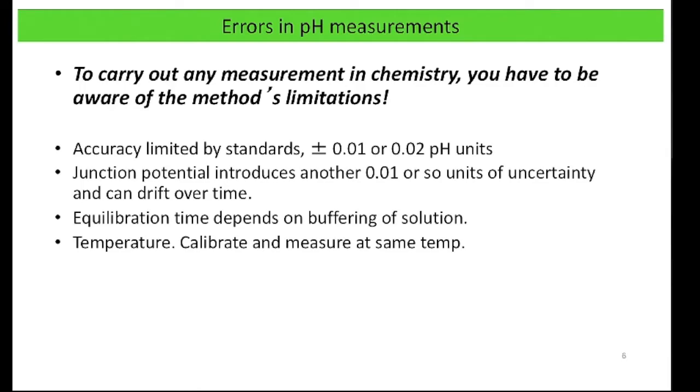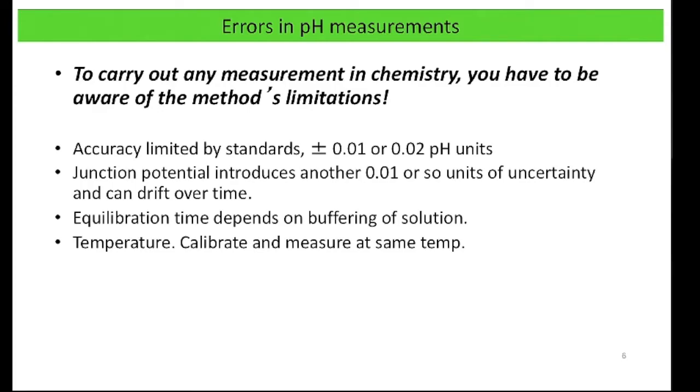So for any measurement, the accuracy is limited by how good the standards are, how well known that concentration is. And for pH standards, they are known to plus or minus 0.01 to 0.02 pH units. So just from the standards alone, we're going to have a little bit of uncertainty in the pH. We already learned about junction potential, so that's going to introduce about another 0.01 or so pH units. And equilibration time, it depends on the buffering of the solution.